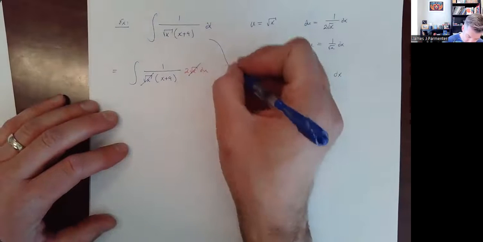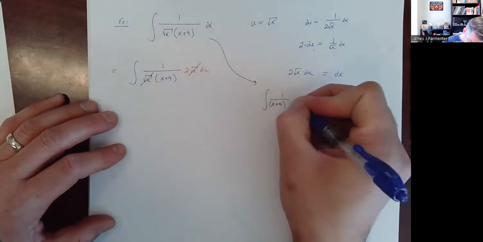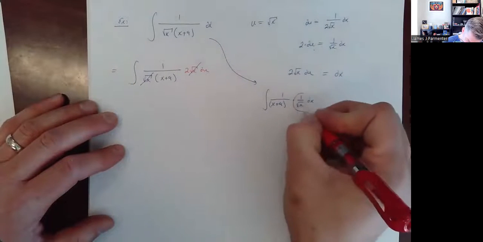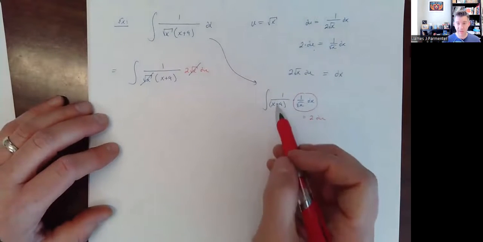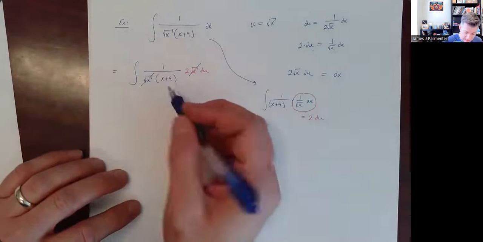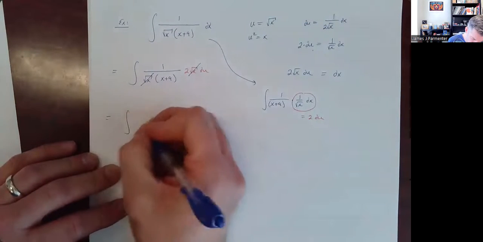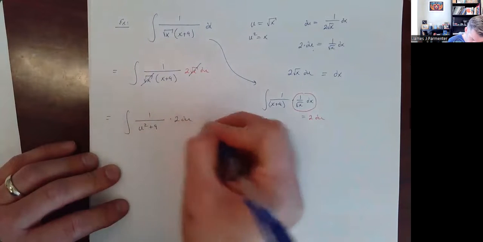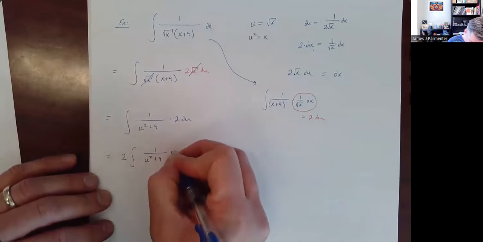Or you could have done it, what I would have done, been like, I have 1 over x plus 9 times 1 over root x dx. And I would have just said, oh, this 1 over root x dx is exactly equal to 2 du. Either way, you're still getting 1 over x plus 9 times 2 du. But then you have to finish changing things to being in terms of u. So just like before, I have some leftover x's. I have to solve for x here and say that u squared is equal to x. This becomes the integral of 1 over u squared plus 9 times 2 du, or 2 integral of 1 over u squared plus 9 du.